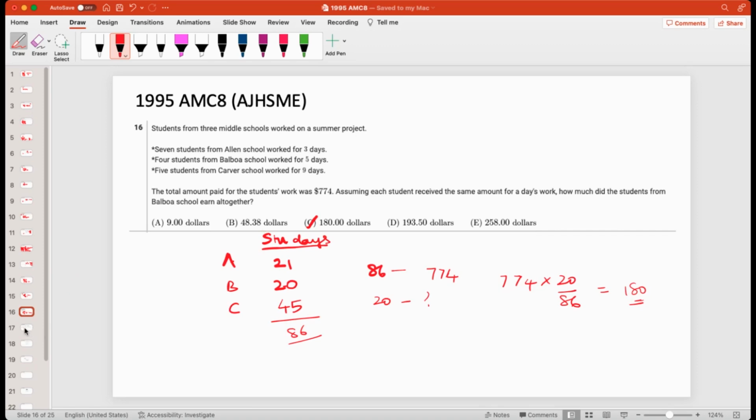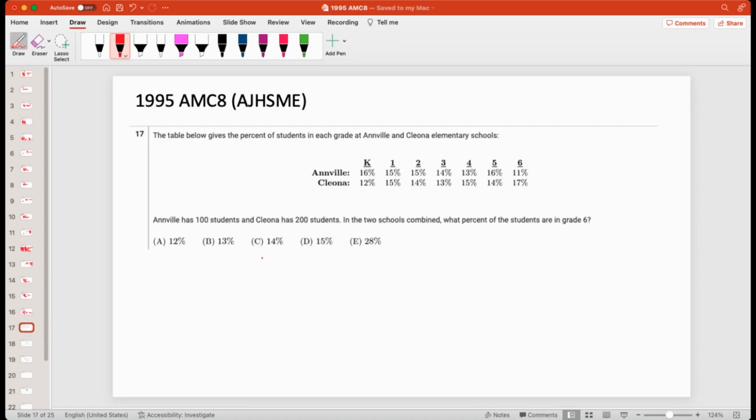Okay, going to the next question. The table below gives the percent of students in each grade at Anvil and Cleona elementary schools. Anvil has 100 students, and Cleona has 200 students. So total students here is 300. Now, in the two schools combined, what percentage of students are in grade 6?